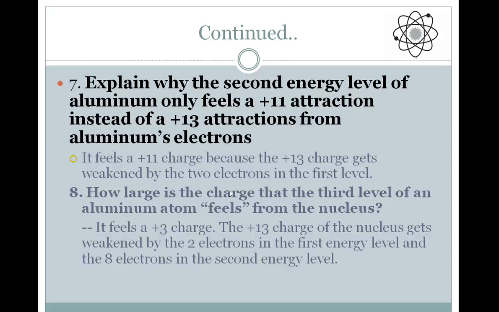How large is the charge that the third level of an aluminum atom feels from the nucleus? It feels a +3 charge. The +13 charge of the nucleus gets weakened by the 2 electrons in the first energy level and then 8 in the second energy level. So then you have a leftover of +3.